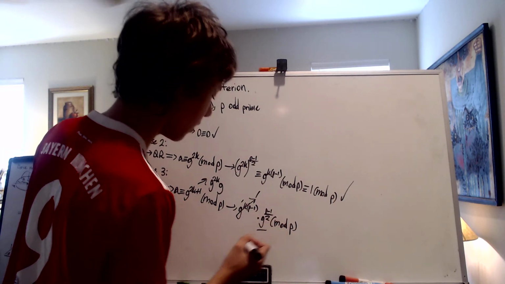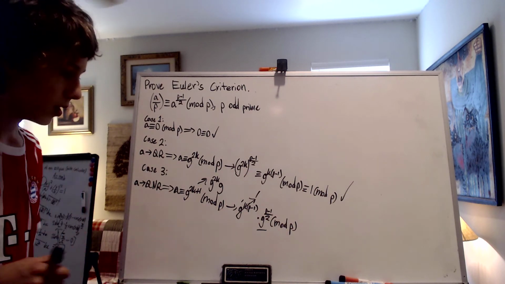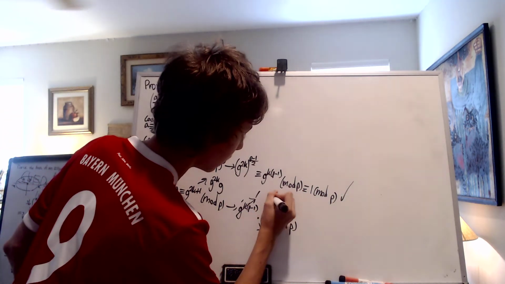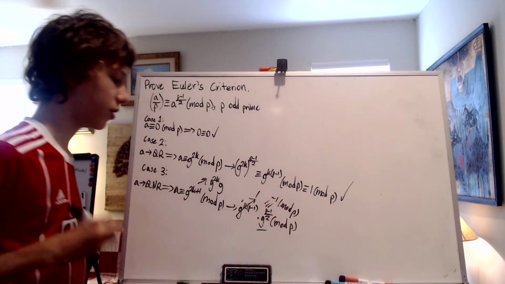And this part, using a fact that we proved in the previous number 3 video, is actually going to be congruent to -1 mod p. So that's exactly what we showed in a previous video.